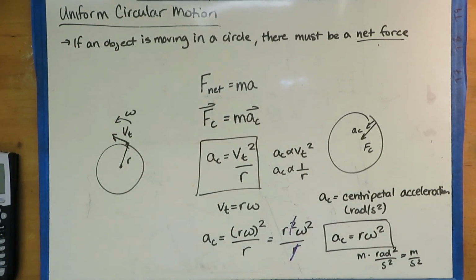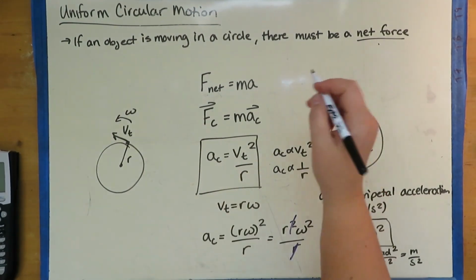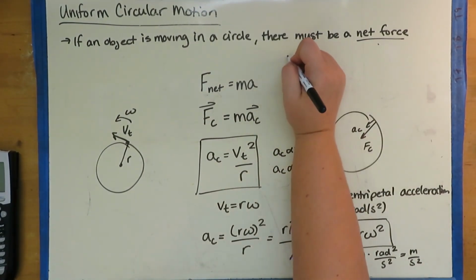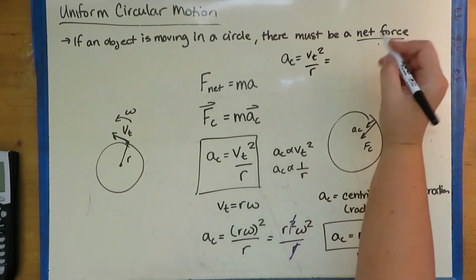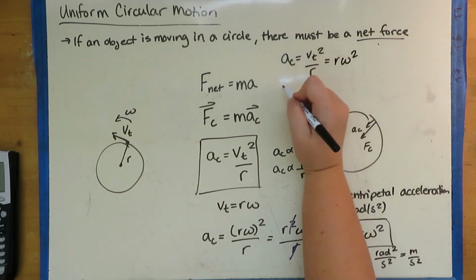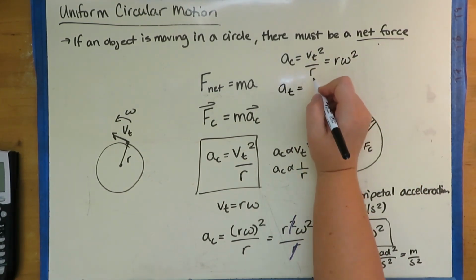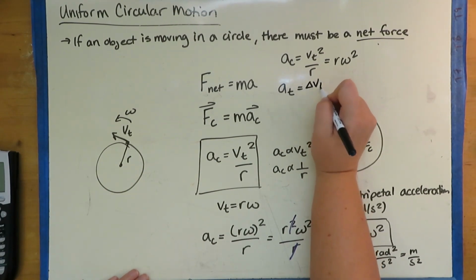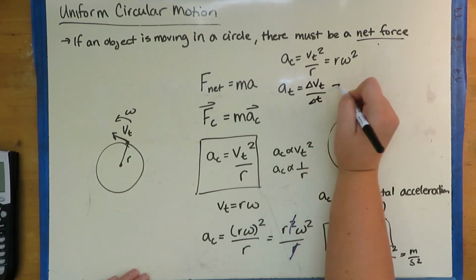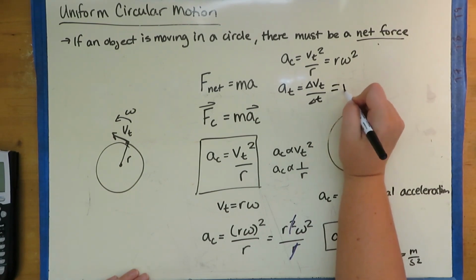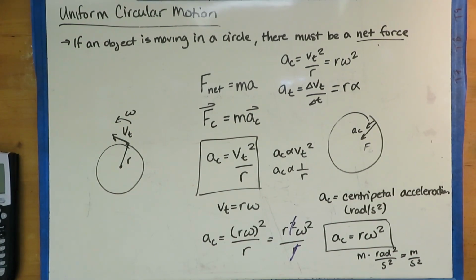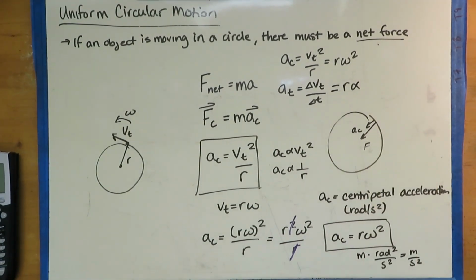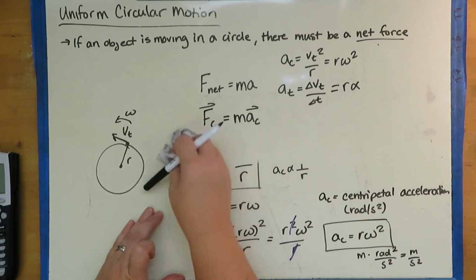Now, we've now talked about two different accelerations. We've talked about a centripetal acceleration, and we've talked about a tangential acceleration. So we have our centripetal acceleration, which is vt squared over r, which is also equal to r omega squared. We also have a tangential acceleration, which is the change in the tangential velocity over time, which is also equal to r times alpha. So we have two separate linear accelerations. Well, the centripetal acceleration is pointed towards the center of the circle, by definition.